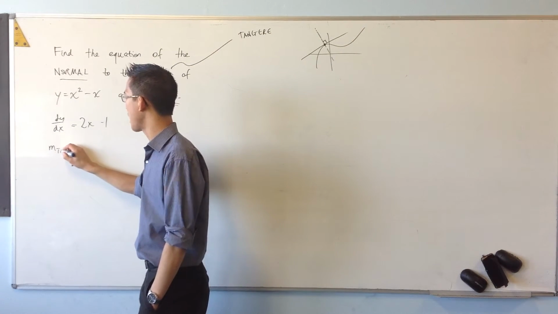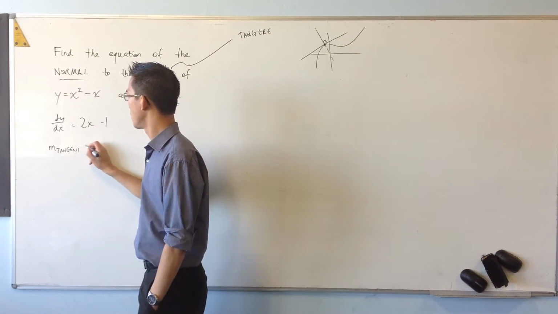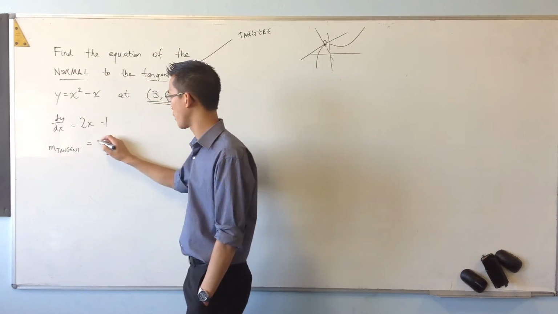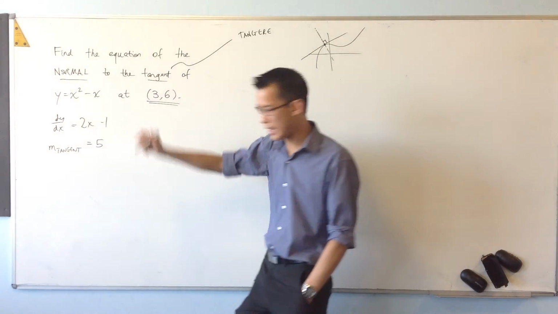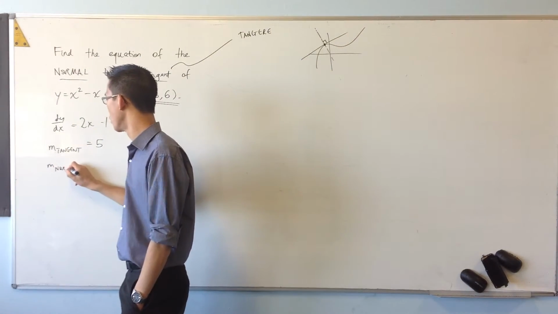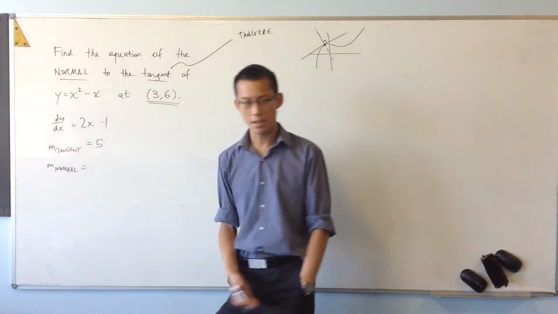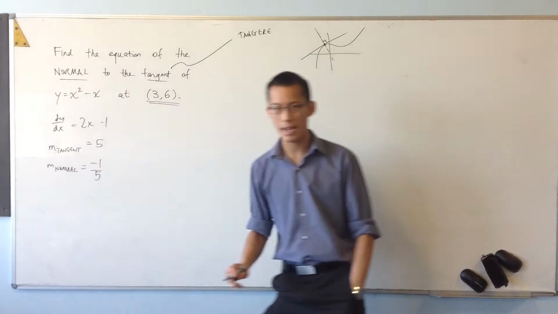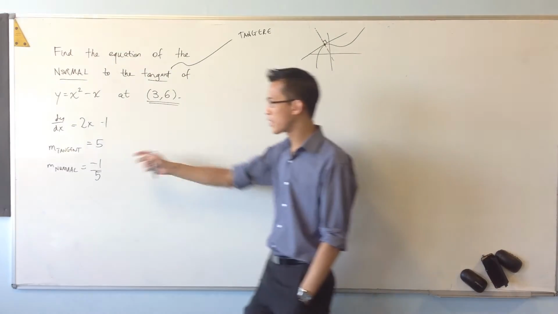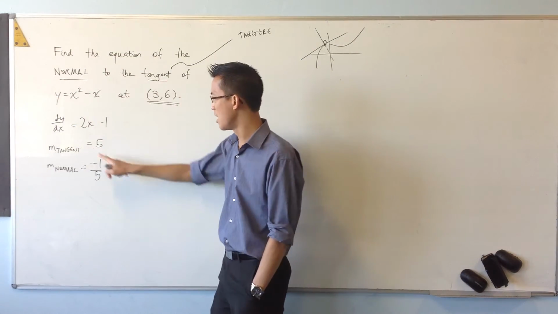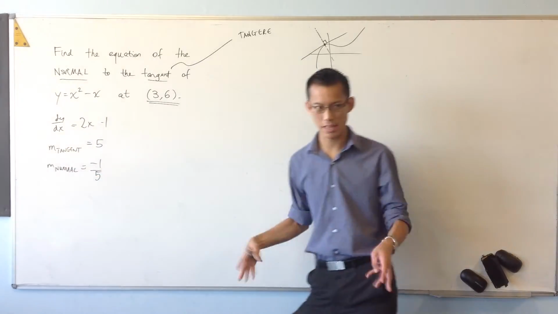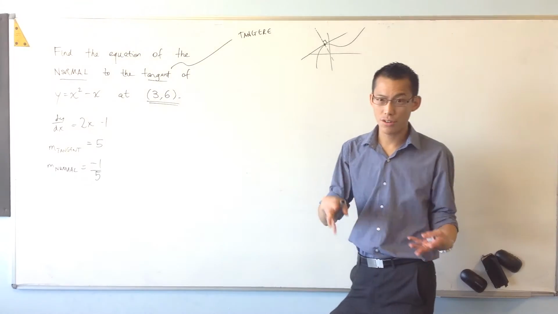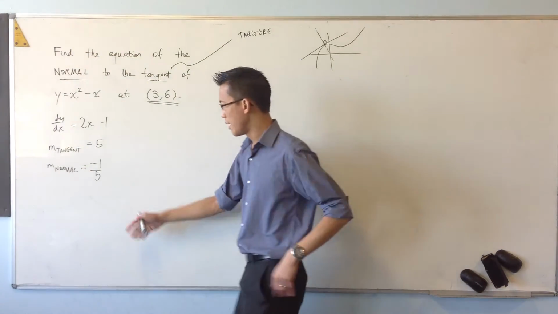So I can say at the x coordinate, x equals 3, the gradient of the tangent is going to be, sub 3 in, 6 minus 1, so that'd be 5. Okay, so there's the gradient of the tangent. So therefore the gradient of the normal is going to be the negative reciprocal, so minus 1 over 5. Now, by the way, just as a small note, because you're going to be talking about all these different gradients, I think it's important to actually label what they are so you don't just have random numbers flying around.